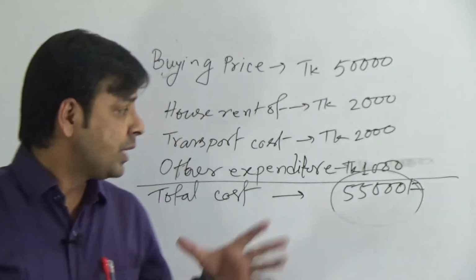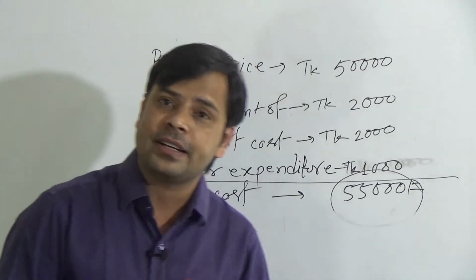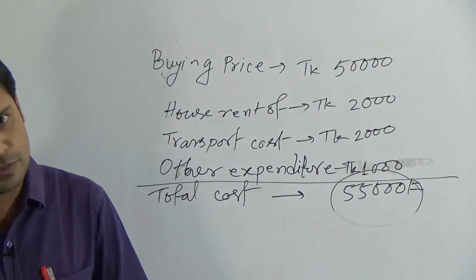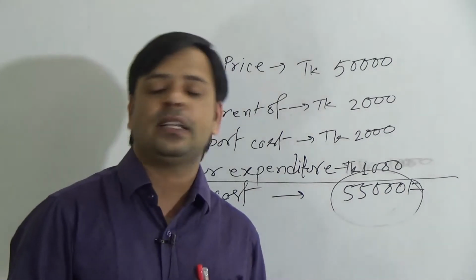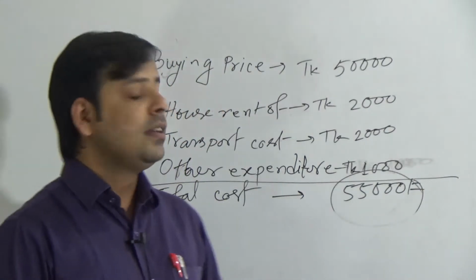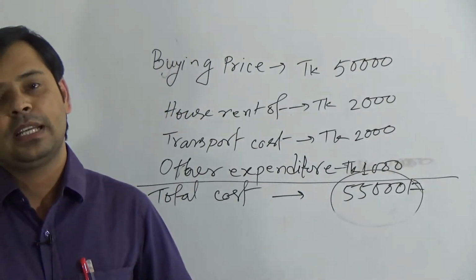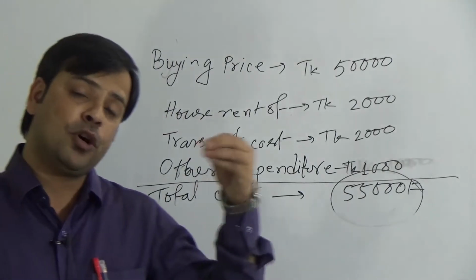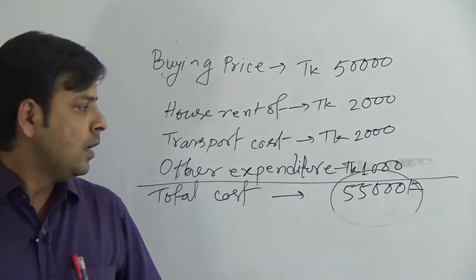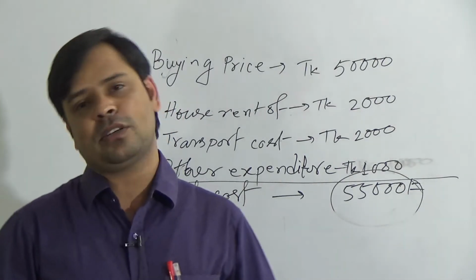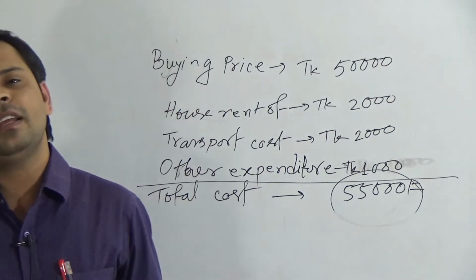So, at first we have to know the actual cost price, then we can compare the selling price with this actual cost price. If the selling price is larger than the actual cost price, then the businessman will get a profit. But if the selling price is less than the actual cost price, then it will be a loss.